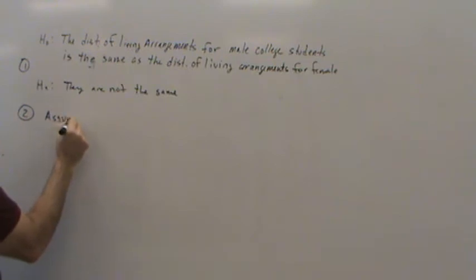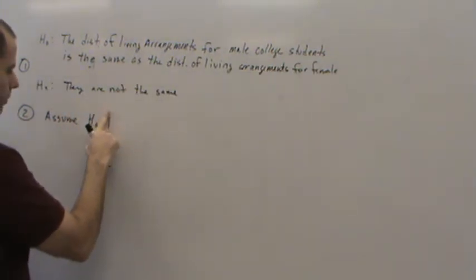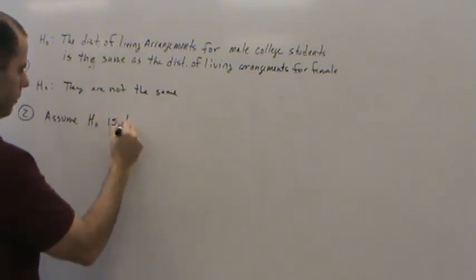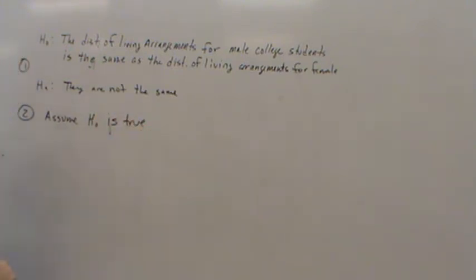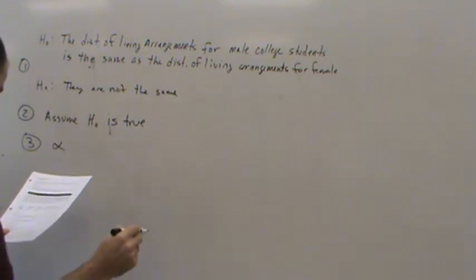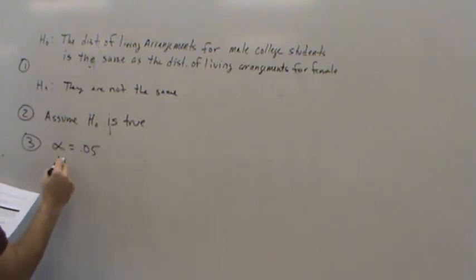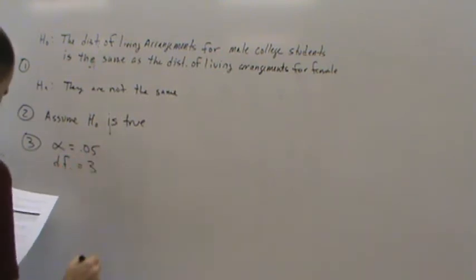Step 2 is going to be what? Assume they're the same, so assume the null is true. So we're going to assume that the distribution of living arrangements is the same for both male college students and female college students. And so step 3, again, what's our alpha level? They don't give us an alpha level. No, yes they do, 0.05. And the degrees of freedom, of course, we just talked about, is 3.